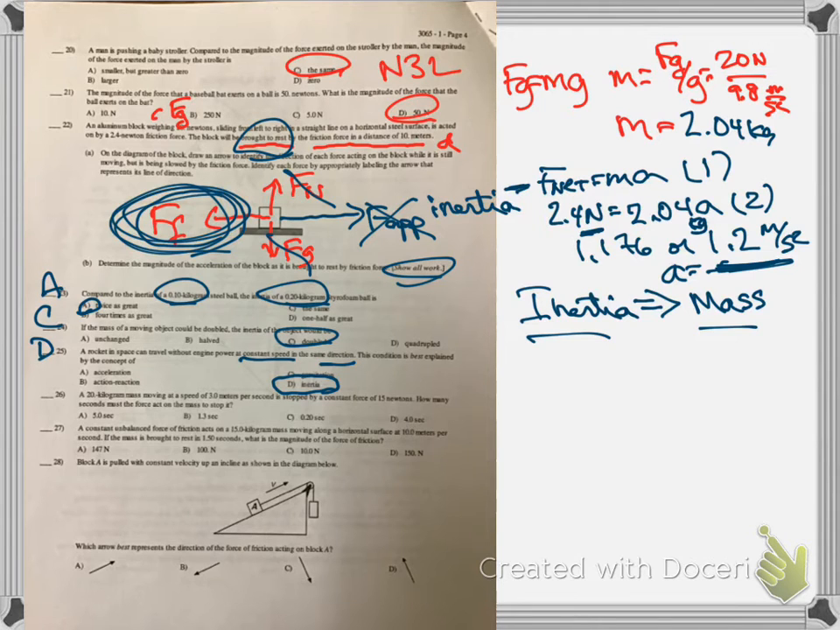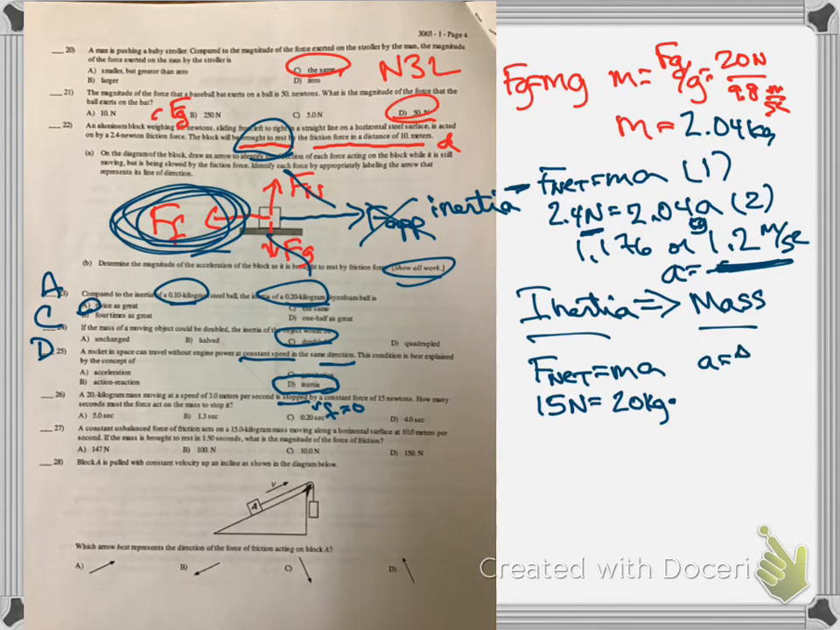Number 26, a 20 kilogram mass moving at a speed of 3 meters per second is stopped. So stopped means v final is 0. How many seconds must the force act on the mass to stop it? So if I write this out, it's an F net question. It says it's stopped by a 15 newton force. It's a 20 kilogram mass. Basically, we have some of the velocity and we want to know the time. So we're just going to leave what's the change.